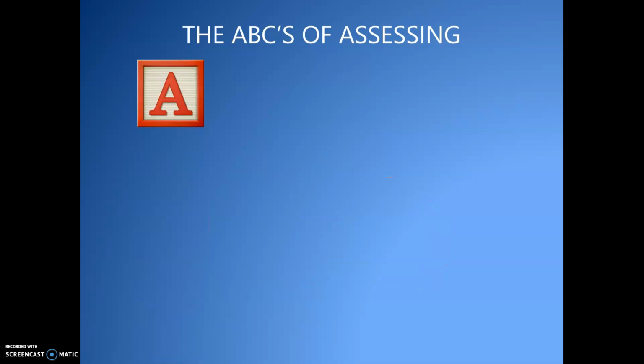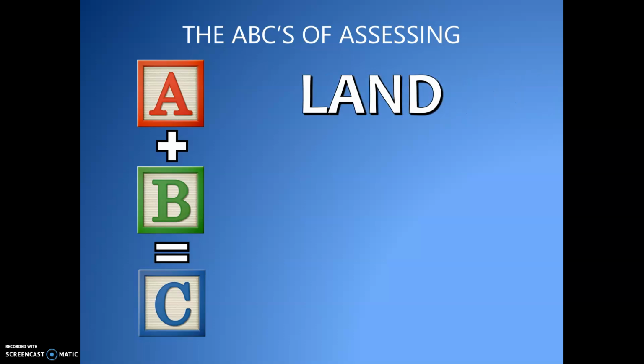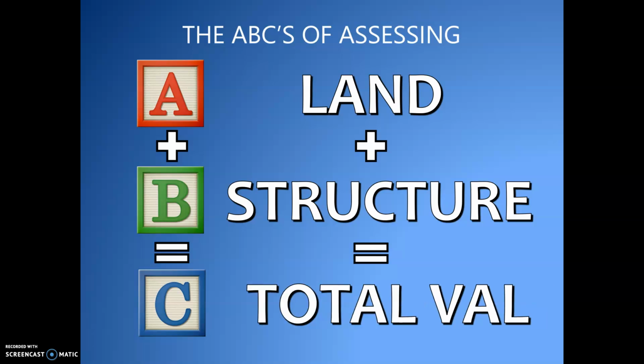So, a simple little equation here. We have A plus B equals C. Another way that we can look at that is land plus your structure value gives us your total value. And ultimately that's what we're trying to get at, the total value, and we are estimating the market value.